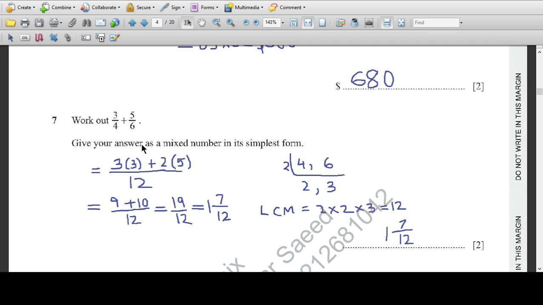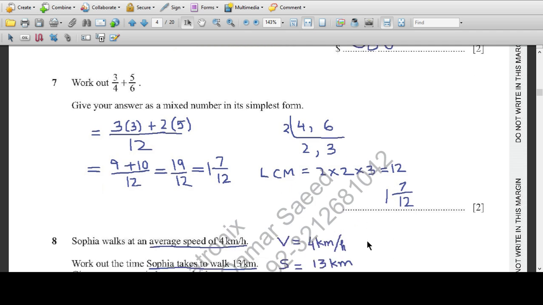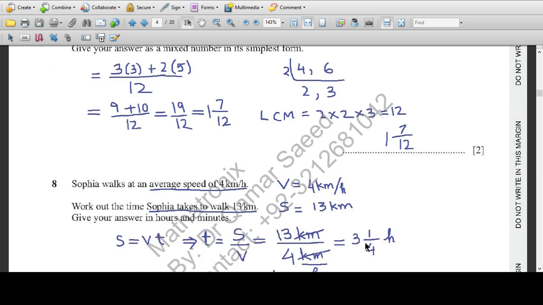And plus, 12 divided by 6 gets 2, and 2 is multiplied by this 5. So this is 3 times 3 is 9 and 2 times 5 is 10, upon 12. So this is 19 upon 12, which as a mixed number is 1 and 7 upon 12. So this is the required solution or working out. Question number 8.